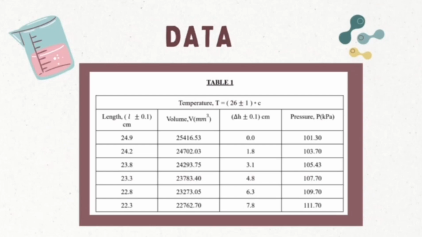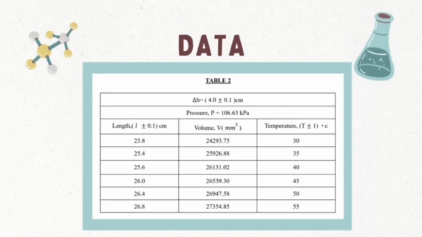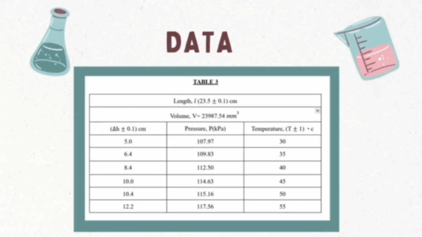Data table 1 for measurement of V as a function of P at constant T. Data table 2 for measurement of V as a function of T at constant P. Data table 3 for measurement of P as a function of T at constant V.